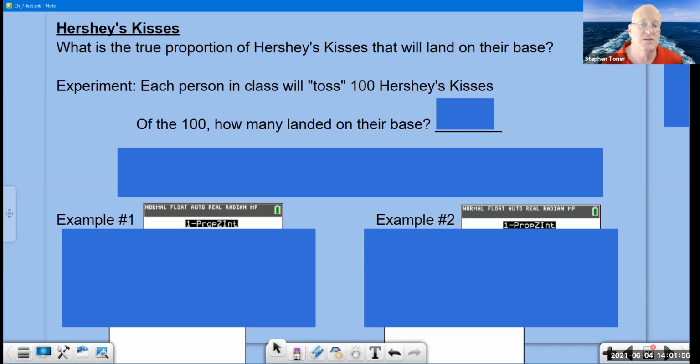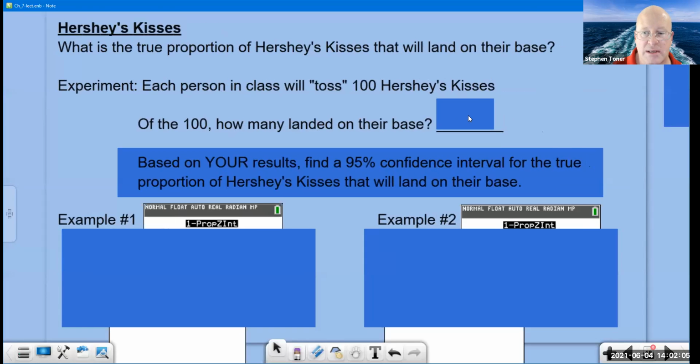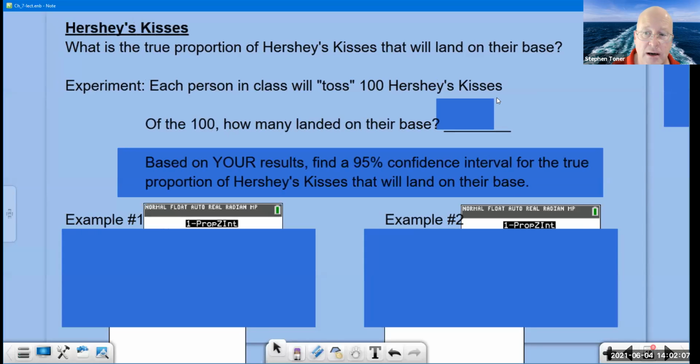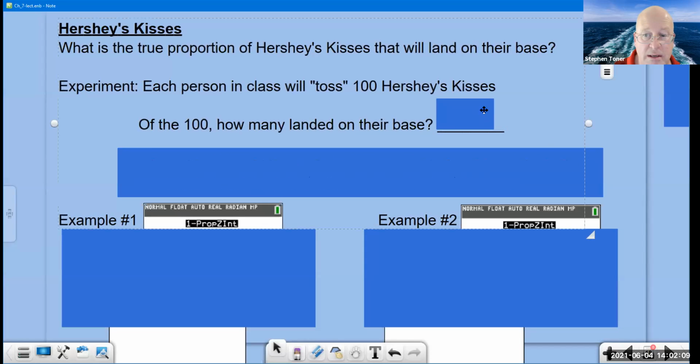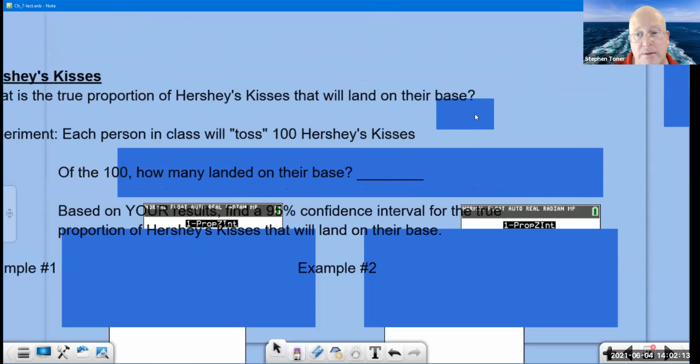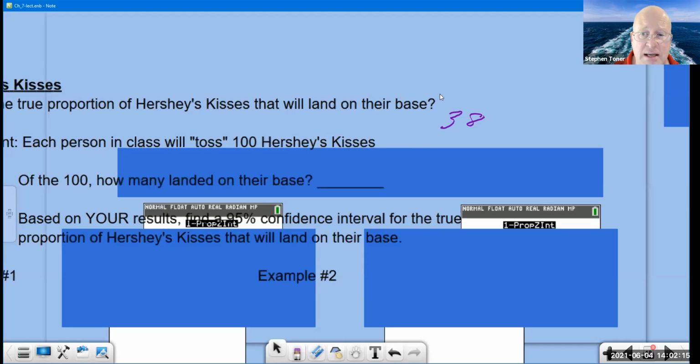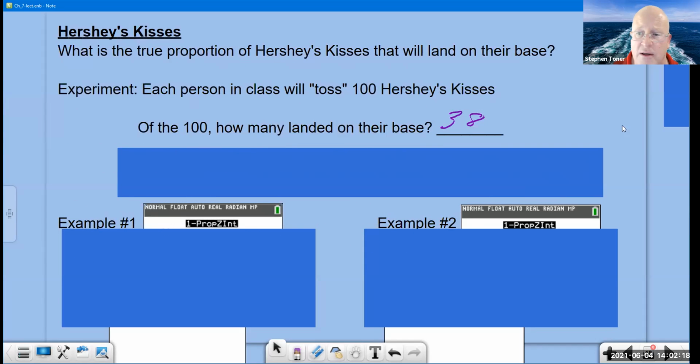But in this case, we don't know what that answer is. So I'm going to pretend I'm one student here, and I say, okay, I did this 100 times, and I'm going to pretend that we got an answer of 38. 38 out of my 100 times, it landed on its base.